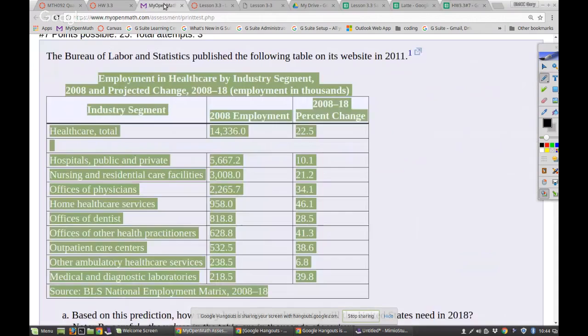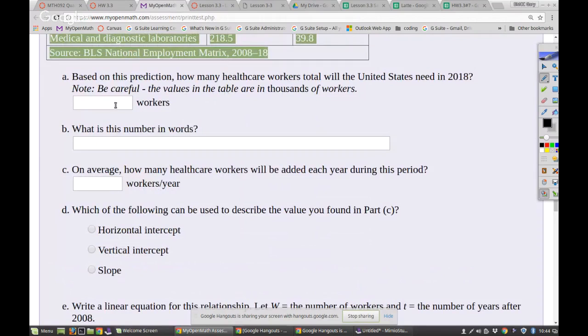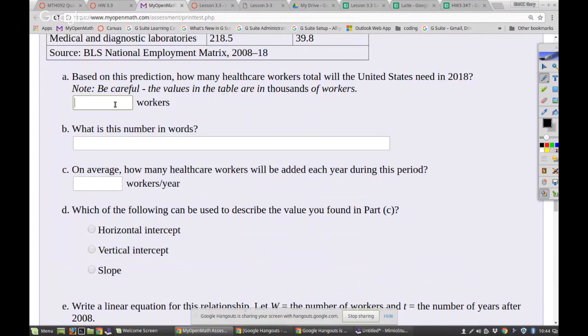All right, back to the problem. So I think we have an answer to the first part. 17,561,600. There's the number of workers, and they're reminding us, the thing I have trouble with fine print sometimes, those numbers are in thousands. They want us to write that in words. Not a big deal.